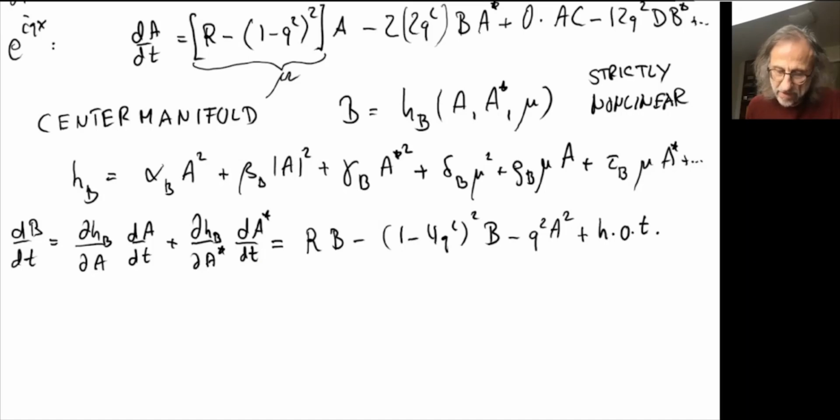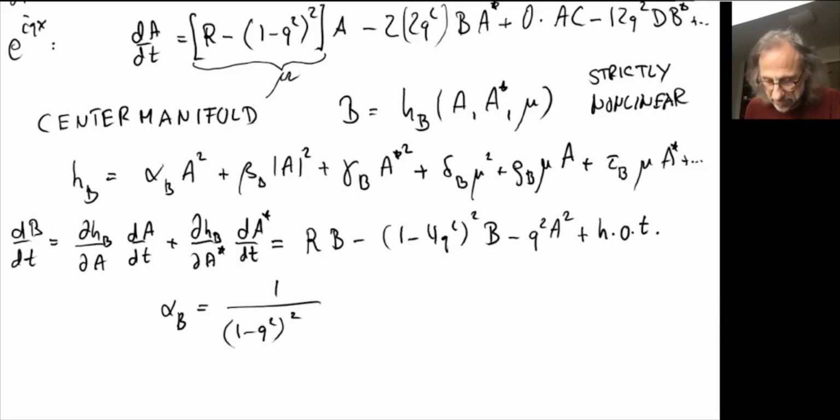And so what we see among the many coefficients that we have in H, the only one we need is the alpha, because there's only this term a squared. Okay, so therefore we need to pick alpha so that we solve that equation. And when you do that, you get alpha B is equal to 1 over 1 minus q squared quantity squared minus 1 minus 4q squared quantity squared. And B is equal to simply this alpha B times A squared.